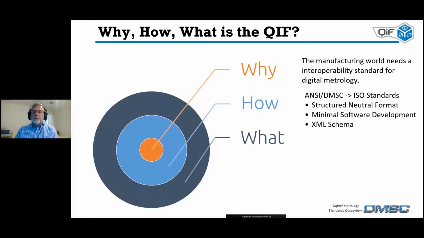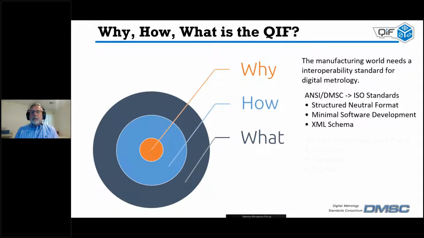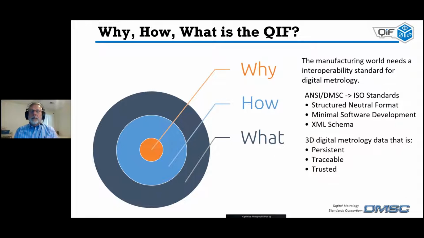So how could we do that? Well, we envision that through some standardizations, and you've already seen where we created an ANSI standard with the DMSC work that's been harvested as an ISO standard. This describes a neutral digital file format that requires minimum software development and is enabled by the XML schema. And the what is 3D digital metrology data that is persistent, is traceable, and we want it to be trusted.